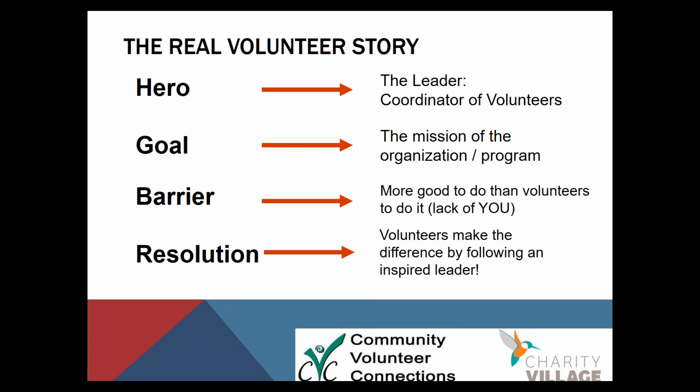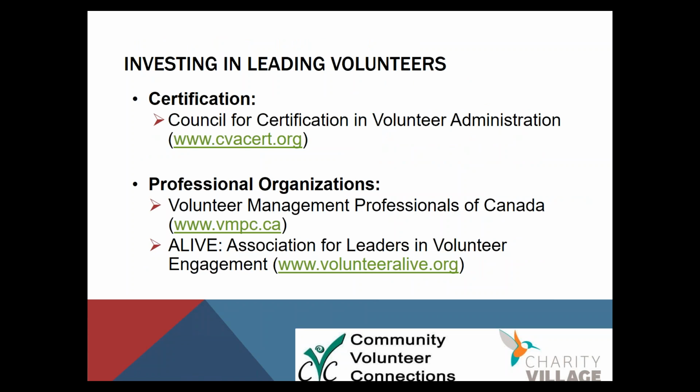So the hero is your coordinator of volunteers. The goal is getting done whatever it is your organization wants to get done. The barrier is always there's more to do than people to do it. And volunteers are the ones who make the difference by following the hero. If that's the case, then you want to have a really strong leader being your coordinator of volunteers. And there are ways that you can invest in building up the skills and the professionalism of leading volunteers.